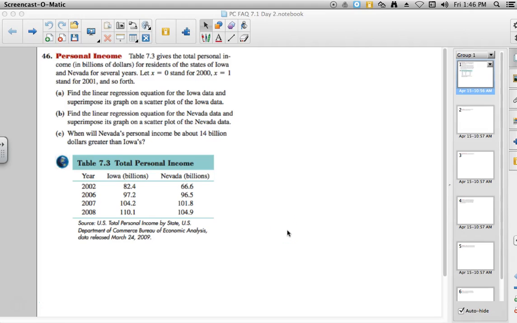These are the frequently asked questions for pre-calculus for section 7-1, day 2. Got some nice word problems here to work through.